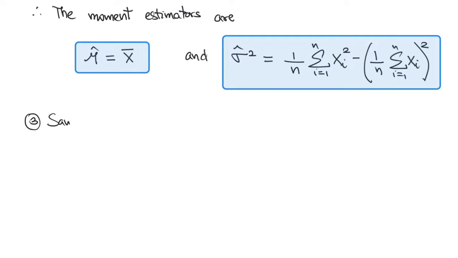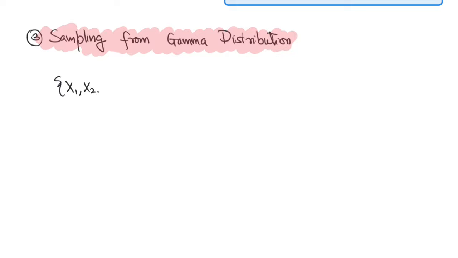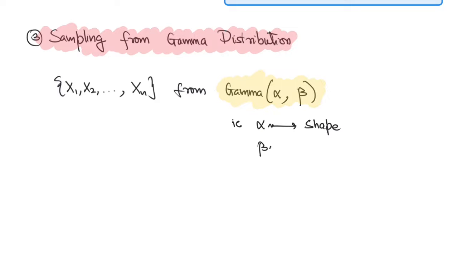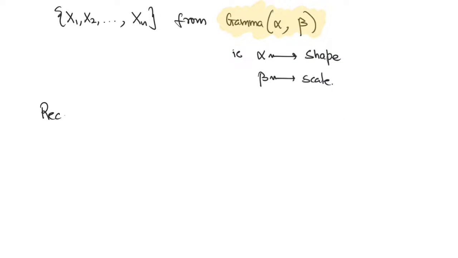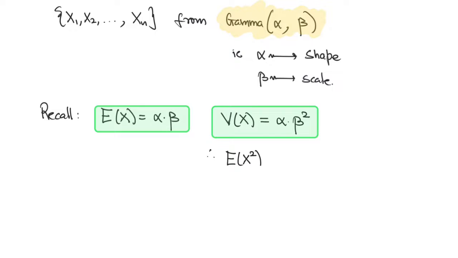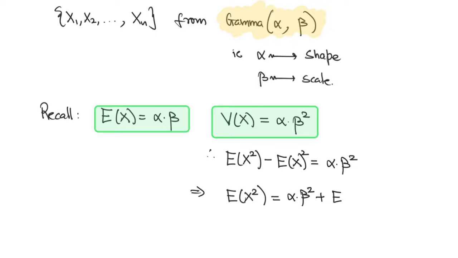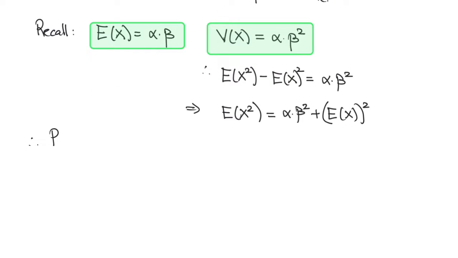We will next work with the gamma distribution. Assume that our random sample x1, x2 up through xn is coming from a gamma distribution with parameters alpha and beta. That is, alpha is the shape parameter and beta is the scale parameter. In this setting, recall that the expected value is given as alpha times beta and the variance equals alpha times beta squared. So if we use our awesome identity from earlier, we notice that the second population moment exactly equals alpha times beta squared plus the square of the expected value, alpha beta squared.